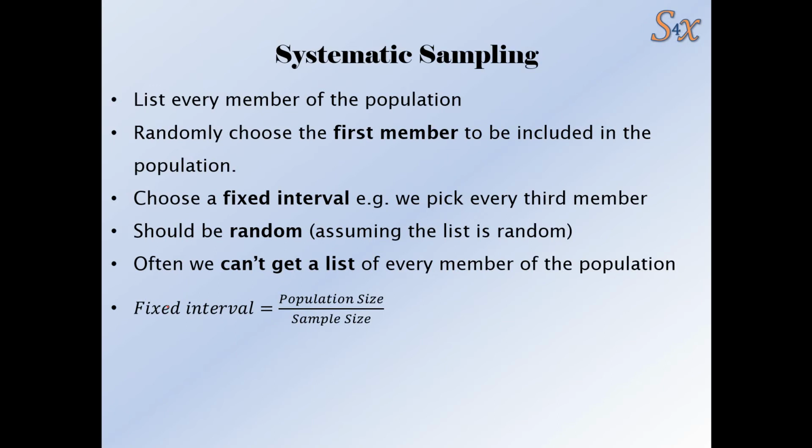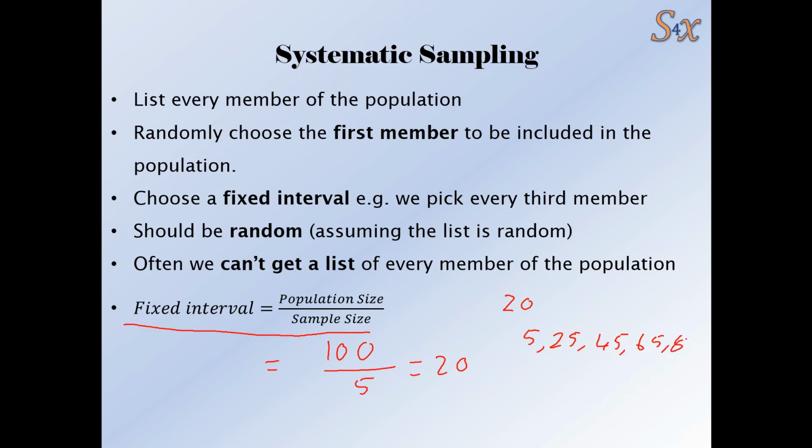And to work out the size of that fixed interval, we use this formula here. So in my example we just had before, we'd say we've got a population of 100 people. We want a sample of 5. That gives us 20. So that means our fixed interval needs to be 20. So we're going to pick every 20th person. If we started with the 5th person, we'd pick the 5th, then the 25th, then the 45th, the 65th, and the 85th. And you can see the next person will be the 105th, which is off the end of the population. We're past that 100 mark. And as you can see, we have a sample of 5 people.